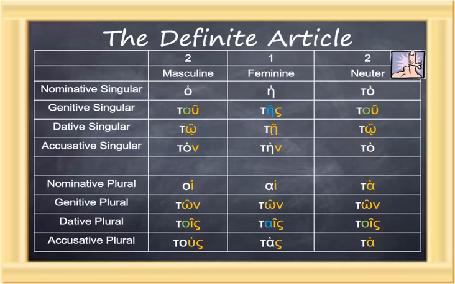Genitive plural: ton, ton, ton. The omega contracts all the stem vowels in this particular case. Dative plural: tois, tais, tois. And accusative plural: tous, tas, ta.